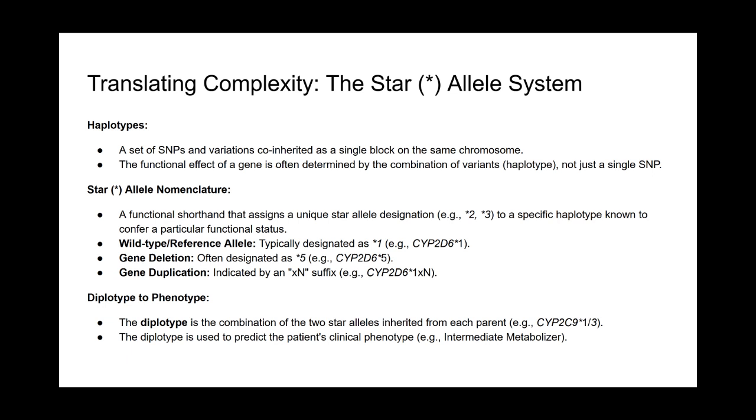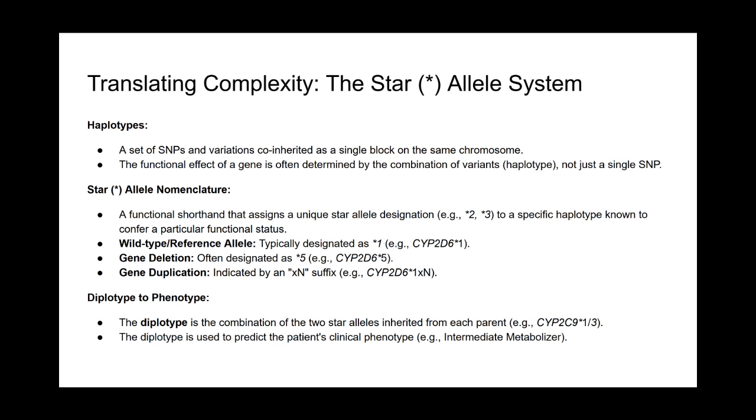To manage this complexity and translate it into a clinically useful format, the field of pharmacogenomics has adopted a specialized naming system known as the star allele nomenclature. This system acts as a functional shorthand, assigning a unique star allele designation to a specific haplotype that is known to confer a particular functional status. For example, the wild-type or fully functional reference allele of a gene is typically designated as *1.